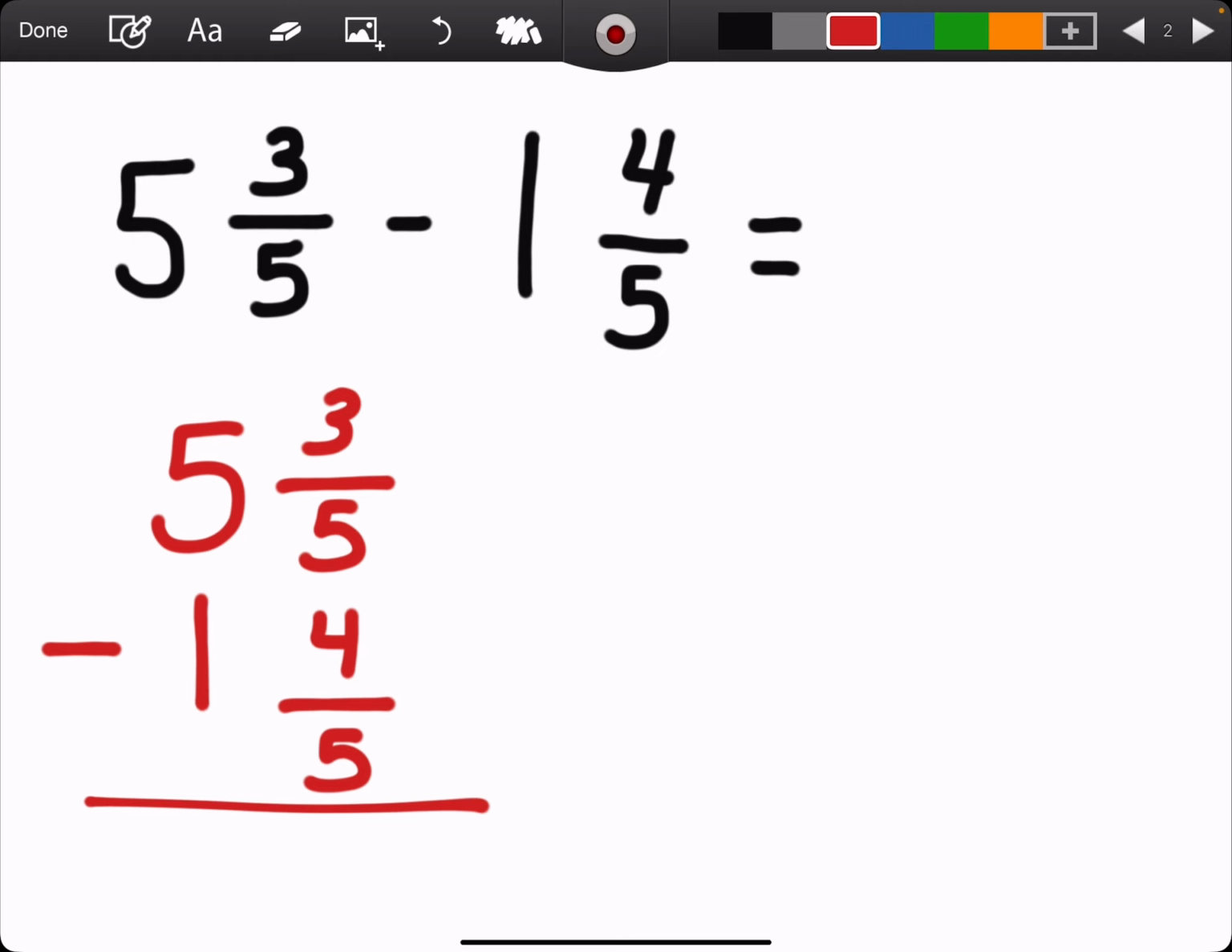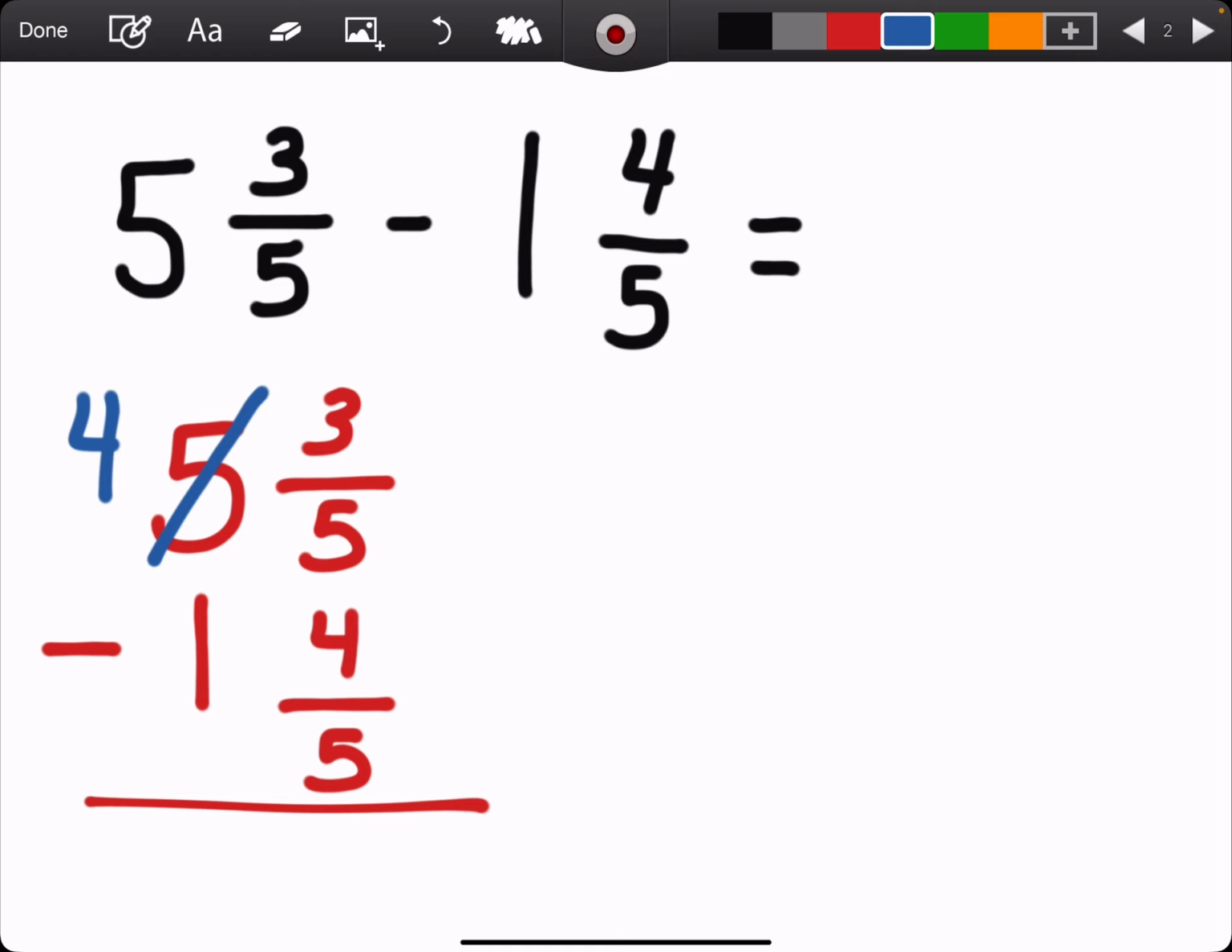And since I can't do 3 minus 4, I need to regroup. So I need to regroup with my 5 wholes. I'm going to take away a whole, and that's going to leave me with 4 wholes. But now I took away a whole. So since I took away a whole, I'm not just going to move over a 1. I have to look at my denominator. My denominator here is 5.